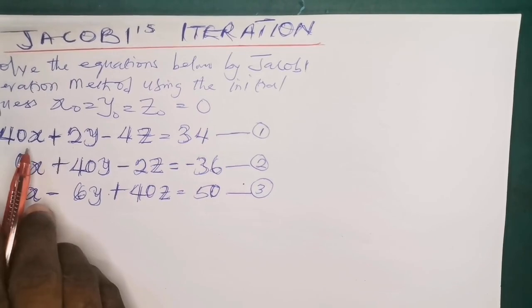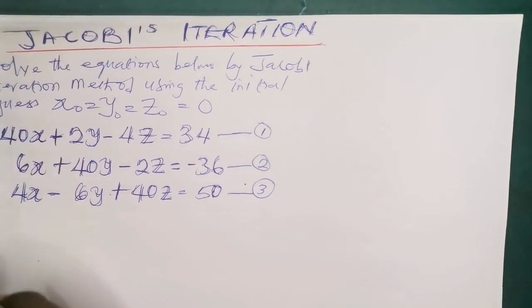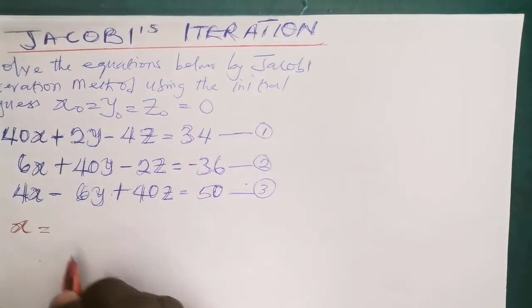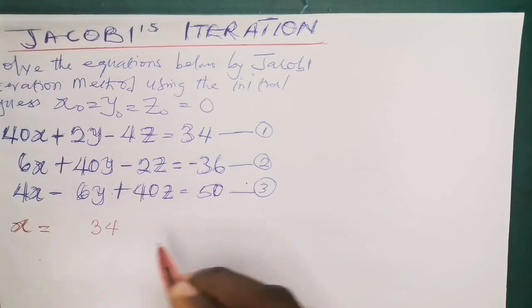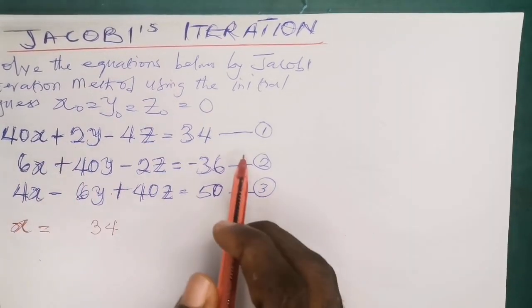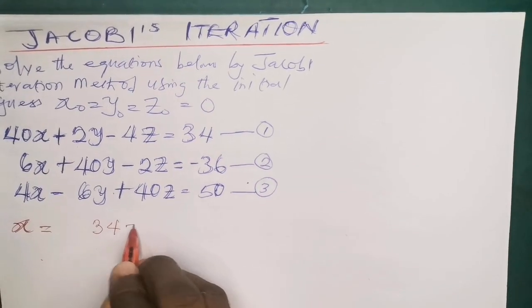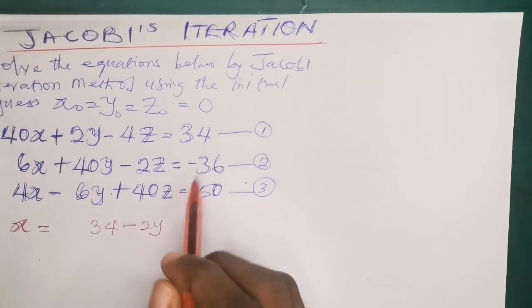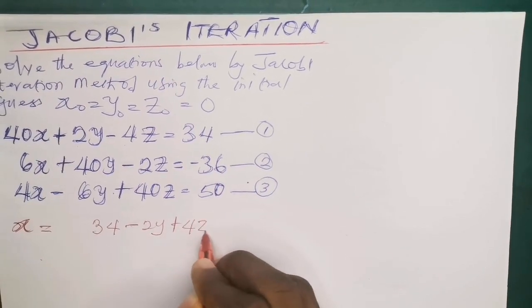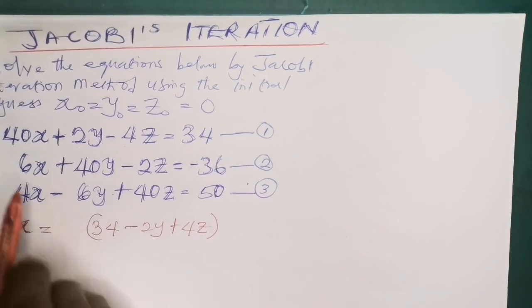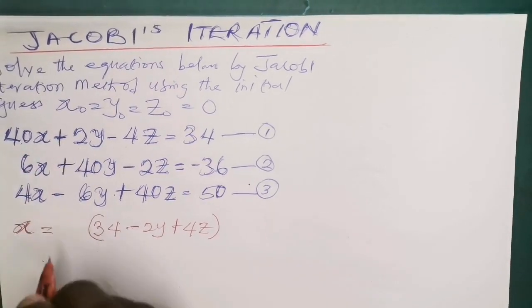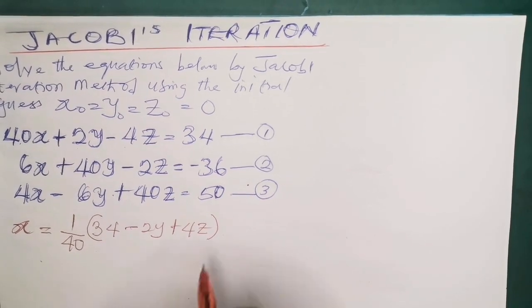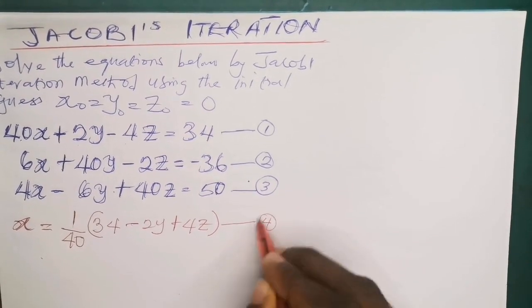Okay, so from 1, we simply make x the subject. If you make x the subject, you're going to have x equal to, now I have 34 here, so we pull down your 34. If I send plus 2y over here, it becomes negative 2y. So 34 minus 2y. Similarly, if I send negative 4z over here, it becomes positive 4z. Now, the whole of this is supposed to be divided by the coefficient of x, which is 40. So let's simply say multiply by 1 all over 40. Literally the same thing. So you can call this equation 4.